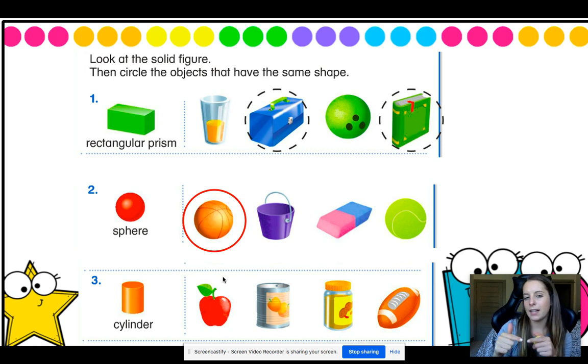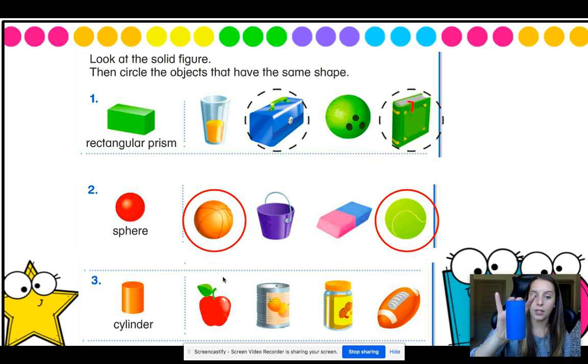After that, we have an eraser. Does an eraser have that same shape rounded on all sides? No, it does not. And the last one is a tennis ball. Does a tennis ball look like a sphere and is rounded on all sides? Yes, it does. Let's go to number 3, which talks about a cylinder.